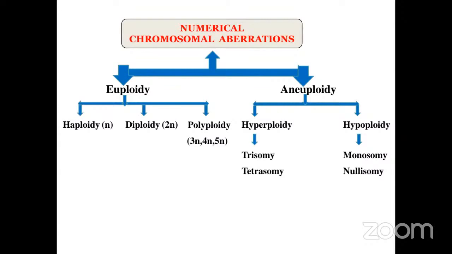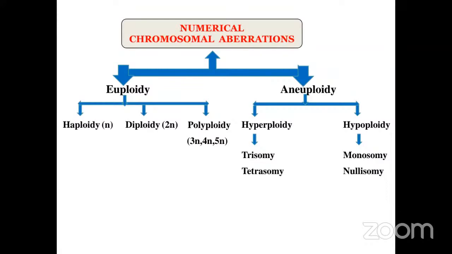Then we have seen the different banding techniques. Some banding techniques give a dark stain for the heterochromatin region. There are banding techniques which stain the centromeric region. Then there are some banding techniques which stain the chromosomes at euchromatin. There are some which stain the chromosomes at the NOR region. Then we have seen the structural aberrations of chromosome: deletion, duplication, inversion, translocation.